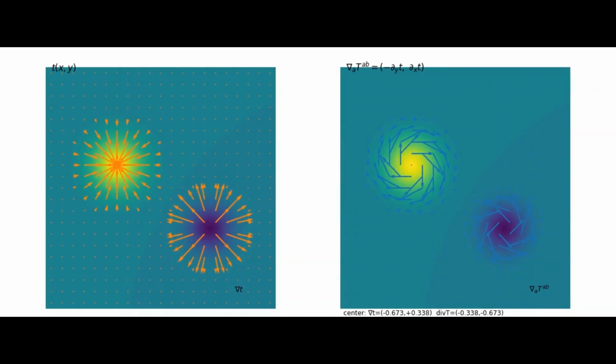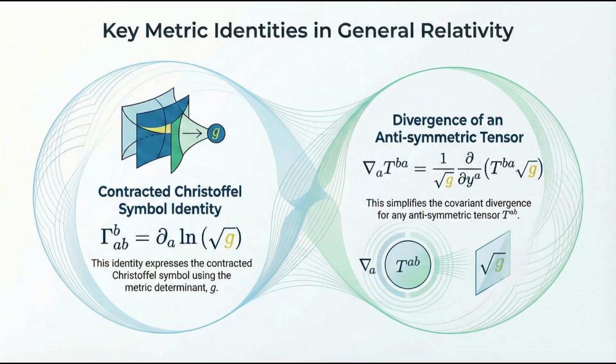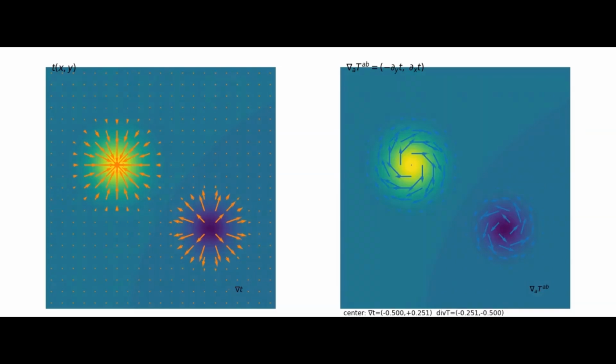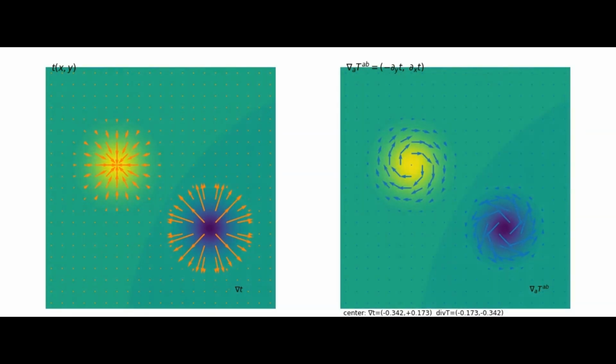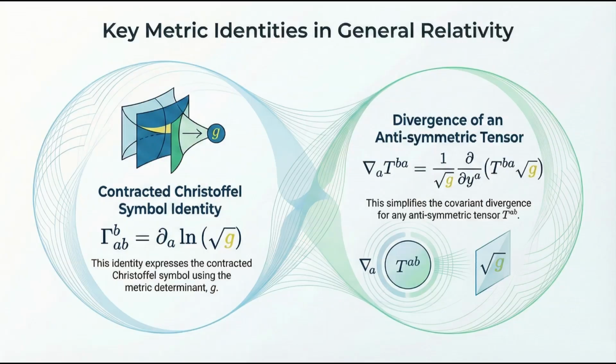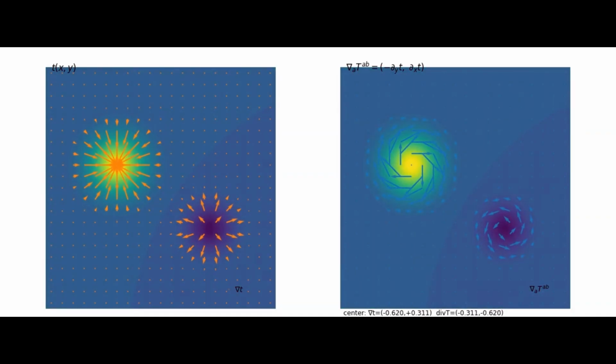First up, the geometry. What exactly is an antisymmetric tensor? Well, you can think of it as a field that's all about pure rotation or circulation. For these fields, its divergence, that's the outward flow, is basically just its gradient, but rotated 90 degrees. This means the flow is always perfectly perpendicular to the direction of greatest change, which is the very definition of circulation.